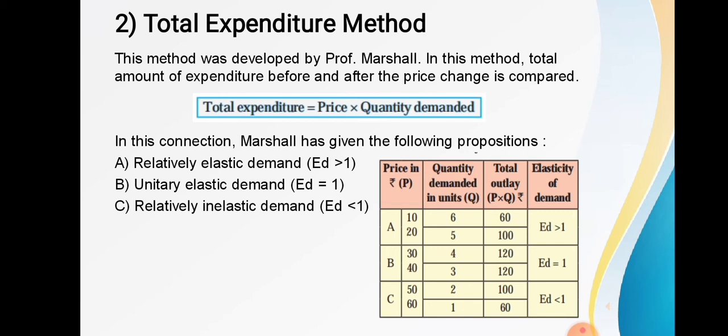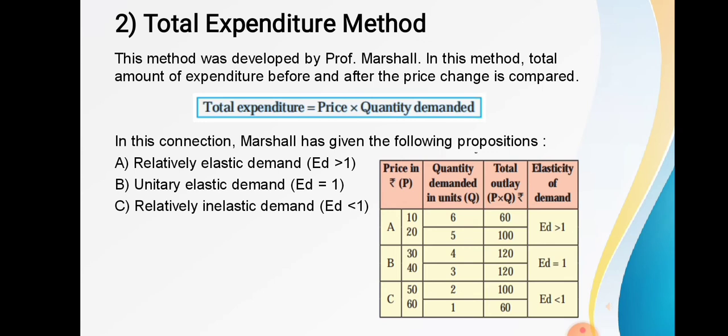This method was also developed by Professor Alfred Marshall. In this method, the total amount of the expenditure before and after change is compared. How can we find the total expenditure? Total expenditure is equal to price into quantity demanded. We can find out the total expenditure method by comparing the earlier price and the changed price. In this connection, Marshall has given the following propositions.